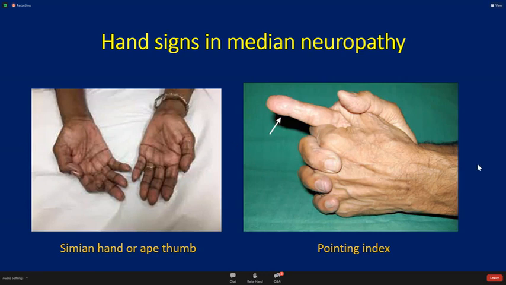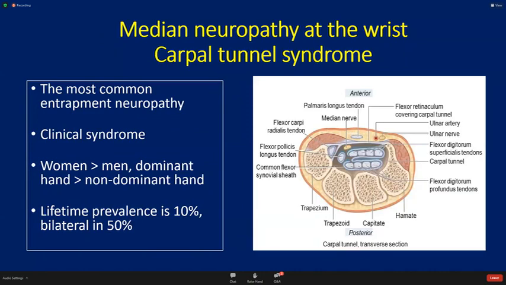Another sign which you have is a pointing index, which is due to loss of flexion. That is a weakness of the flexor digitorum superficialis and profundus. When the patient tries to make a fist, there is inability to flex the DIP and PIP of the index finger, and a lesser deformity of the middle finger. This is the same as a benediction hand. Although it is sometimes confused with ulnar, the benediction hand should be used for a median neuropathy.